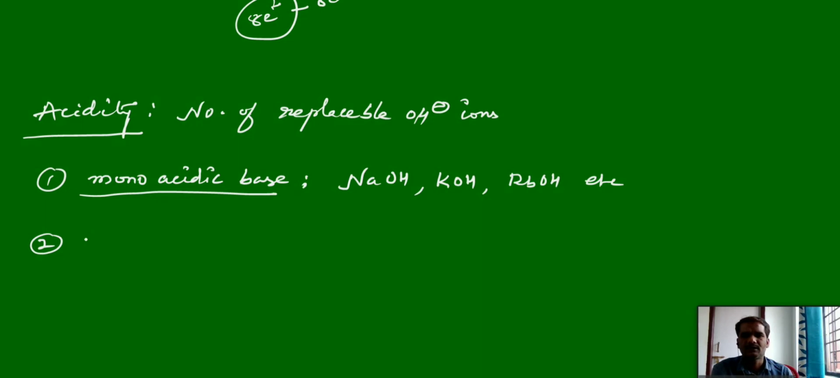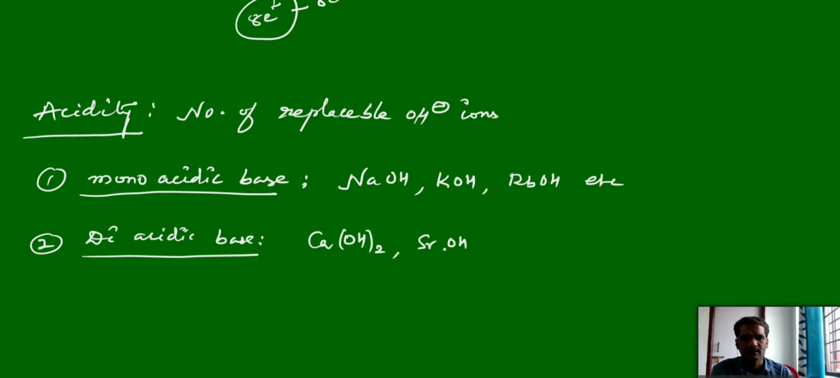And the second one, diacidic base, which can replace two OH minus. Can you give some examples of diacidic base? Ca(OH)2, yes. Calcium hydroxide, strontium hydroxide, barium hydroxide, etc. These come under diacidic bases.